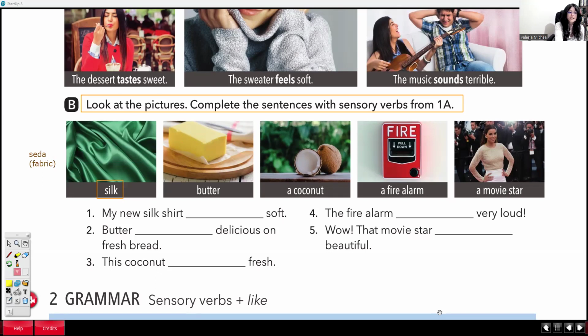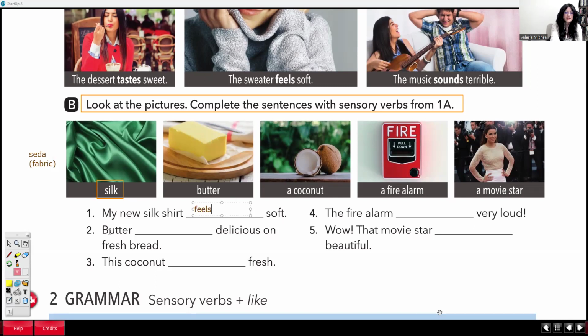All right, so my new silk shirt. What can we use here? Tastes? Feels. There you go. It feels soft. Yeah, so now you're describing your shirt. Feels.